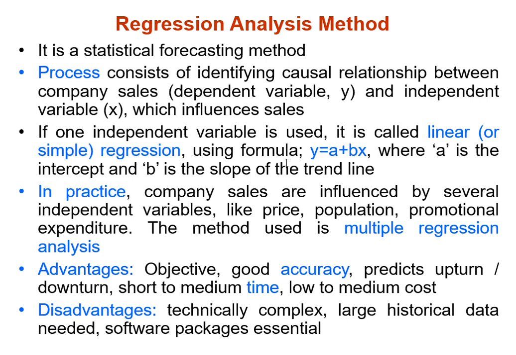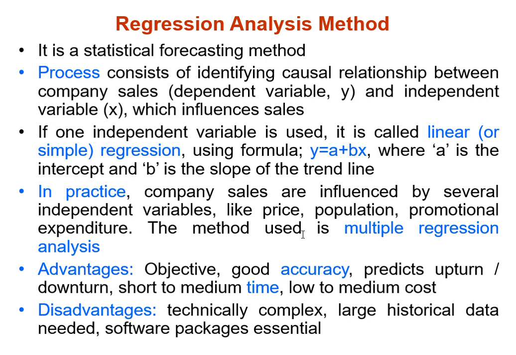The formula is Y equal to A plus BX, where A is the intercept and B is the slope of the trend line. In practice, company sales are influenced by several independent variables like price, population, promotion, place, and then the method used is multiple regression analysis. Advantages: objective, good accuracy. We are able to determine the uptrend, downtrend, medium to short term, low to medium cost.